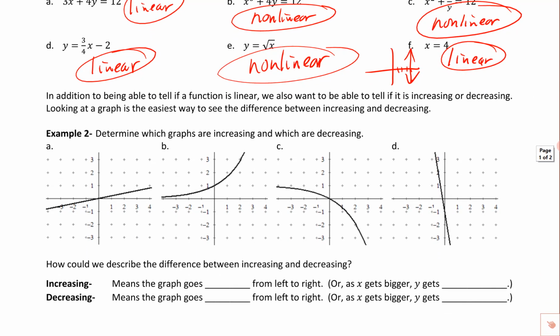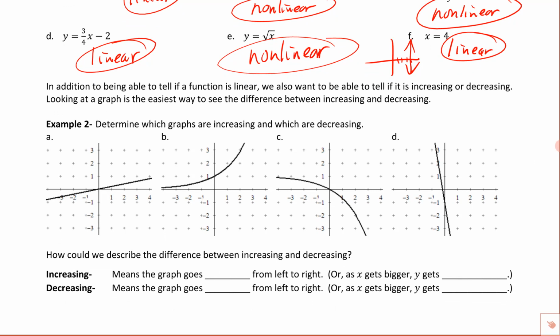Okay? All right. Now, in addition to being able to tell whether or not we've got a function that's a linear function, we also want to be able to tell whether or not it's increasing or decreasing. And the easiest way to do this is by looking at a graph and keeping track of what increasing means. Remember, increasing means it's getting bigger or going up, and decreasing means it's getting smaller or going down. Now, we usually do this from left to right, so kind of as we read.